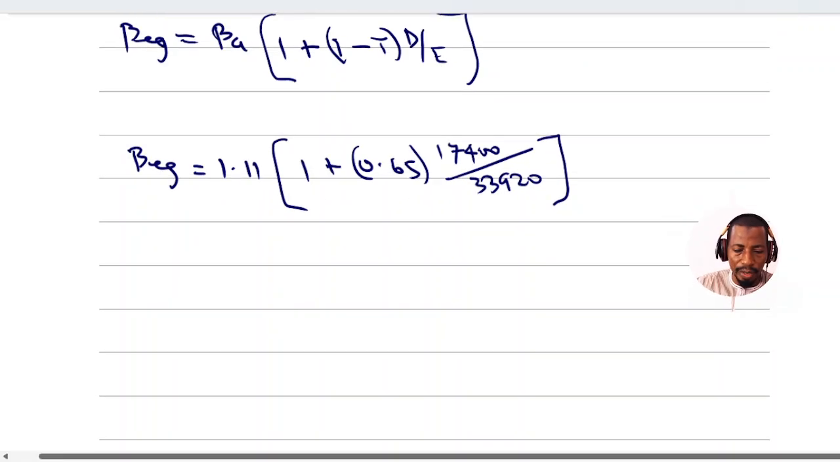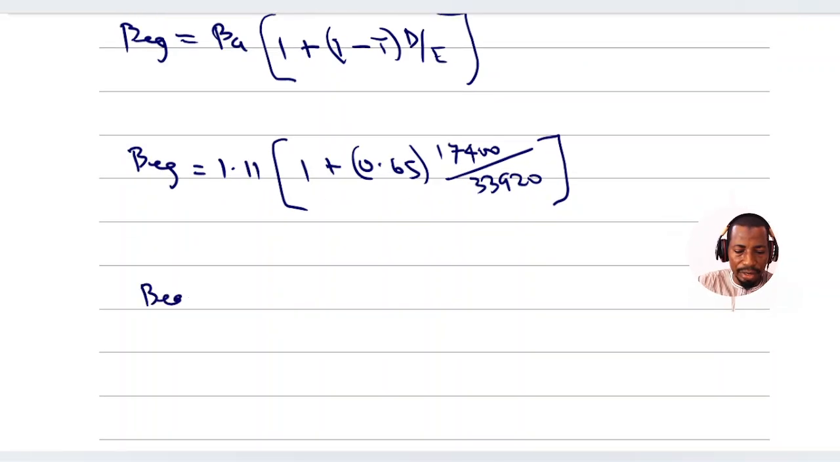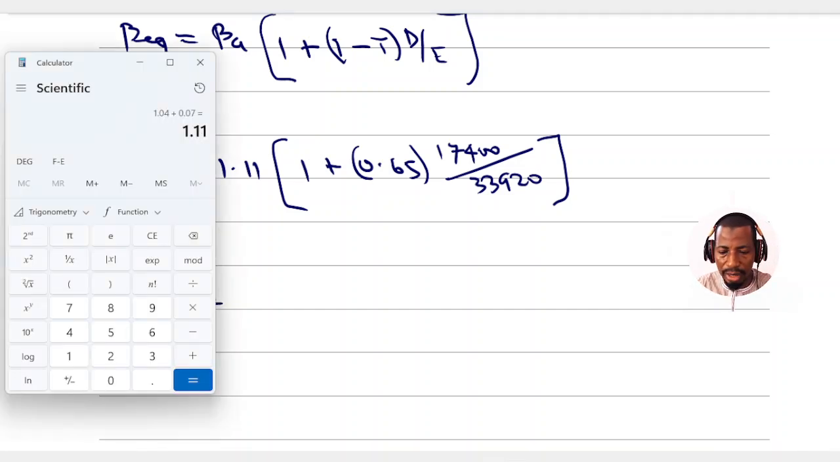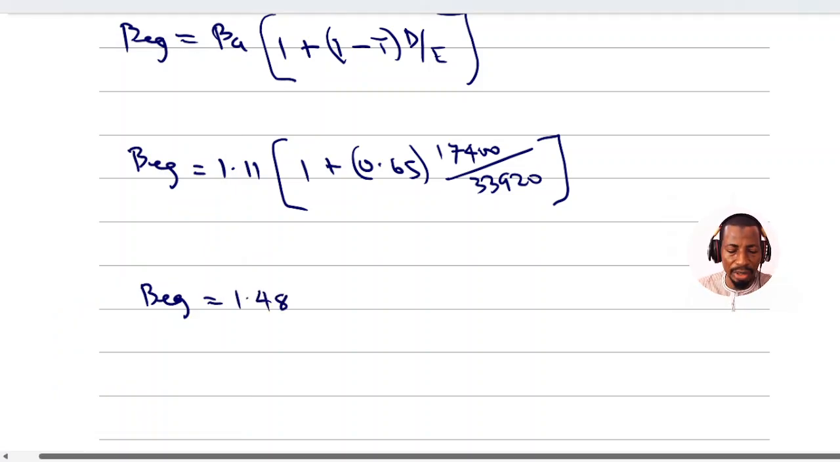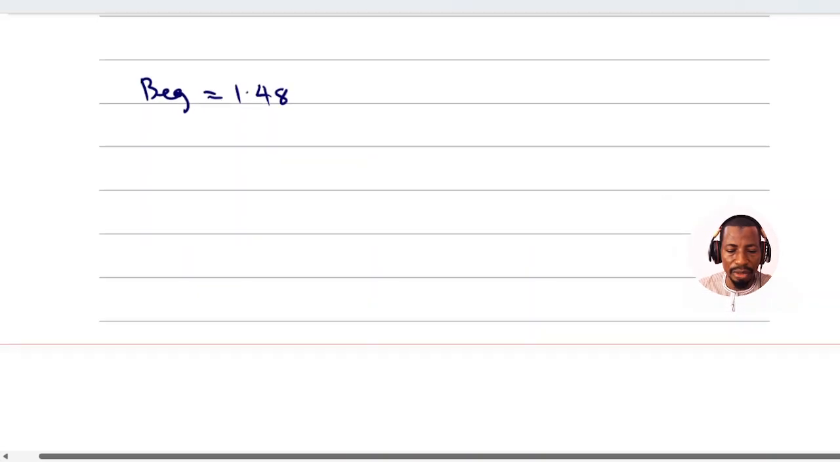Therefore, the beta equity of a gear will then be equal to, bring out the calculator, 17,400 divided by 33,920, multiply by 0.65, plus 1, multiply by 1.11, that's 1.48. So the beta equity of a gear is 1.48.